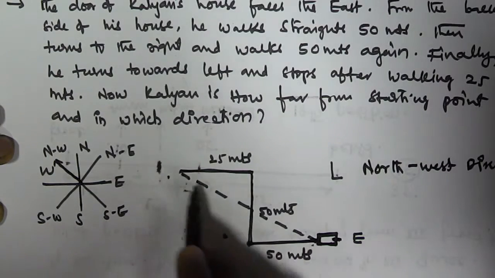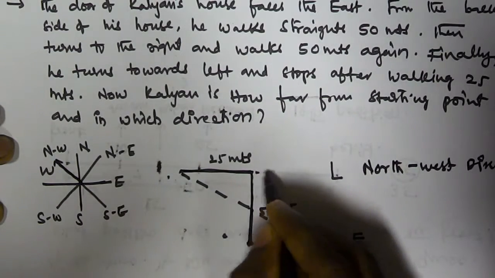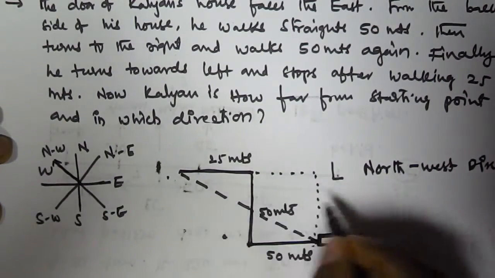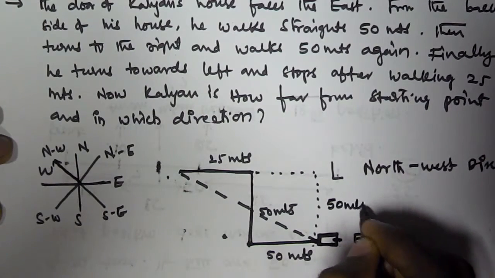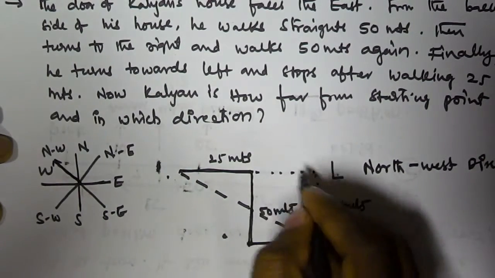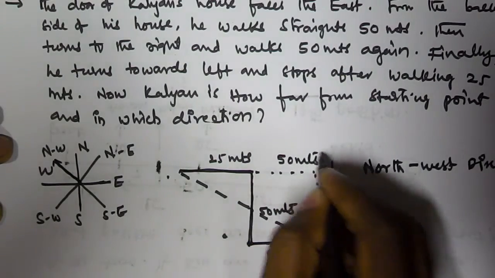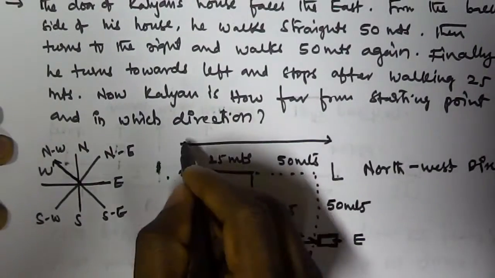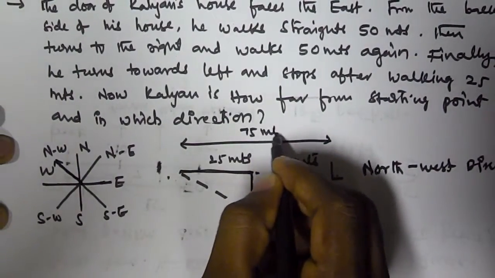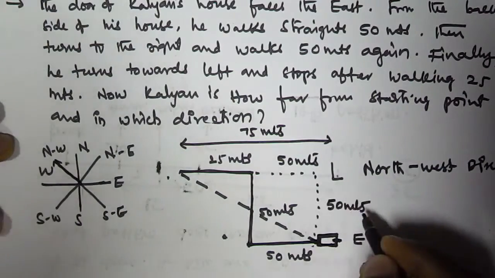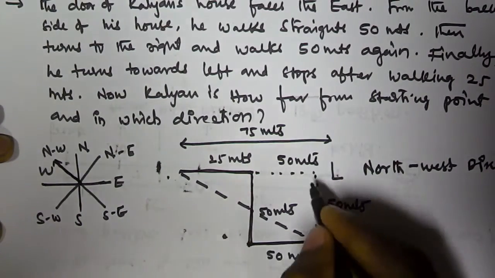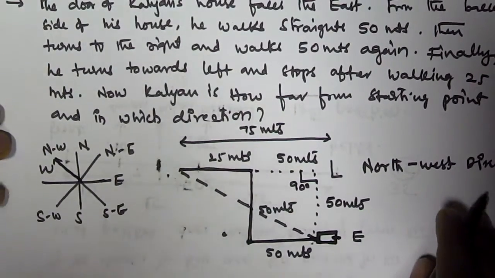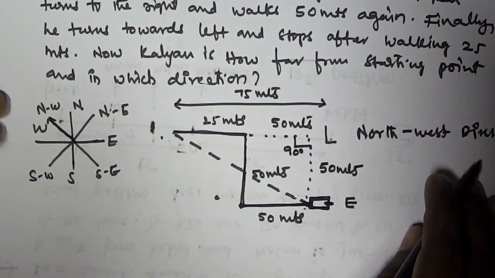Now we have to find how far he is from the starting point. So we have to find this distance. I will extend this one to here. If this one is 50 meters, this distance is also going to be 50 meters. So the total distance from here to here is 50 plus 25, that is 75 meters, and this distance is 50 meters. Here it is making 90 degrees, so it is a right angle triangle and it is going to follow the Pythagoras theorem.